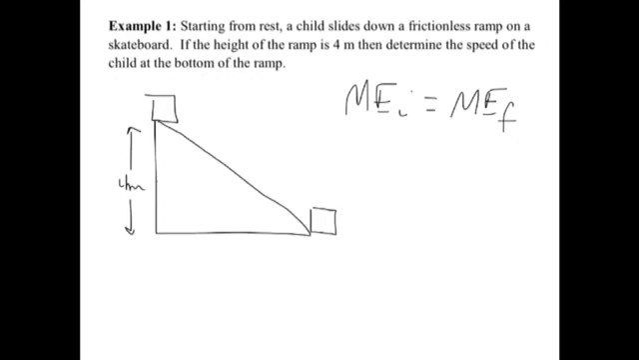Here's what I'd like you to do. Identify what kind of energy this object has in the beginning, and then identify what kind of energy this object has at the end. Write it down next to the object on your image. List the type of energy it has here, and the type of energy it has here. That's all I want you to do.